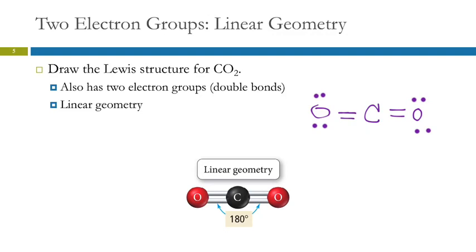Remember, an electron group is not a pair of electrons. Single bond is one group. Double bond is one group. Triple bond is one group. Okay?